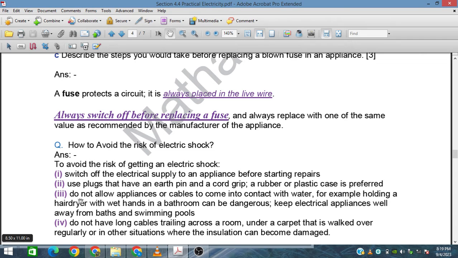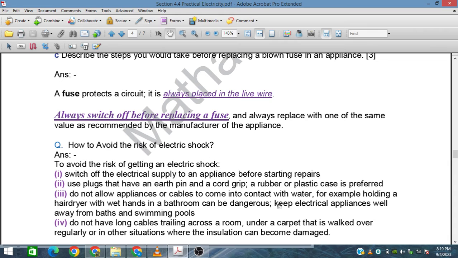Third, do not allow appliances or cables to come into contact with water. Because of moisture, the resistance may drop and it may be dangerous. For example, holding a dryer with a wet hand in a bathroom can be dangerous because the resistance will drop drastically, so a high current may flow. Keep electric appliances well away from baths and swimming pools.